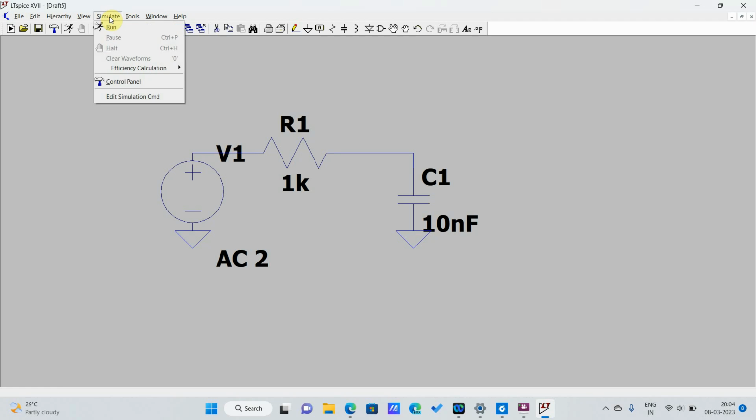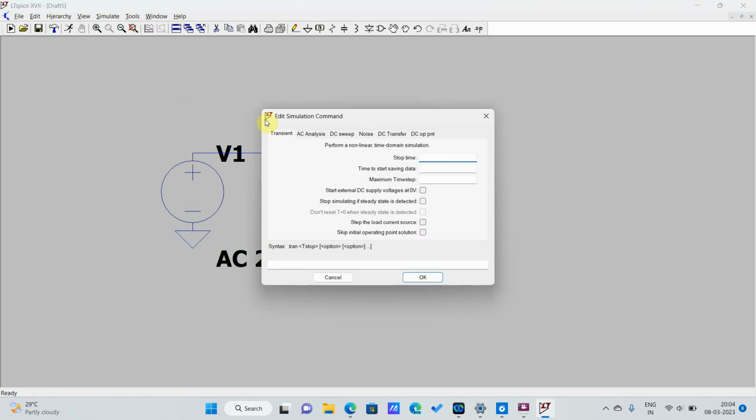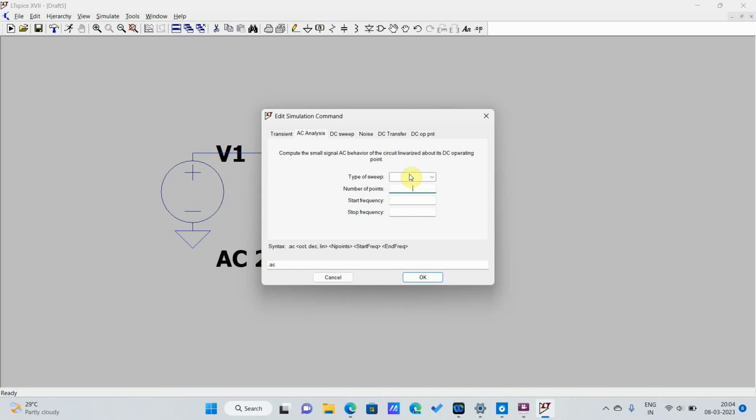In order to do the AC analysis, we should move to the simulation command. Now AC analysis, the type of sweep that we need. We'll take decade sweep. That is, the frequency increases by a factor of 10 on the x-axis. So number of points per decade means, from one point to another, if we were to zoom in, how many points we can see.